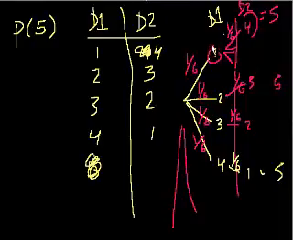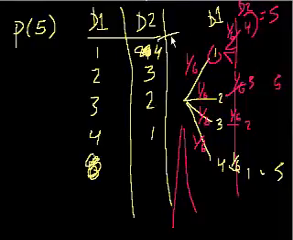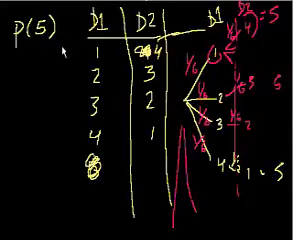Well, this is 1/6 times 1. So the probability of this, of getting a 1 and then a 4. Let me clean this up. I think I'm running out of time. Actually, let me do it on this side.